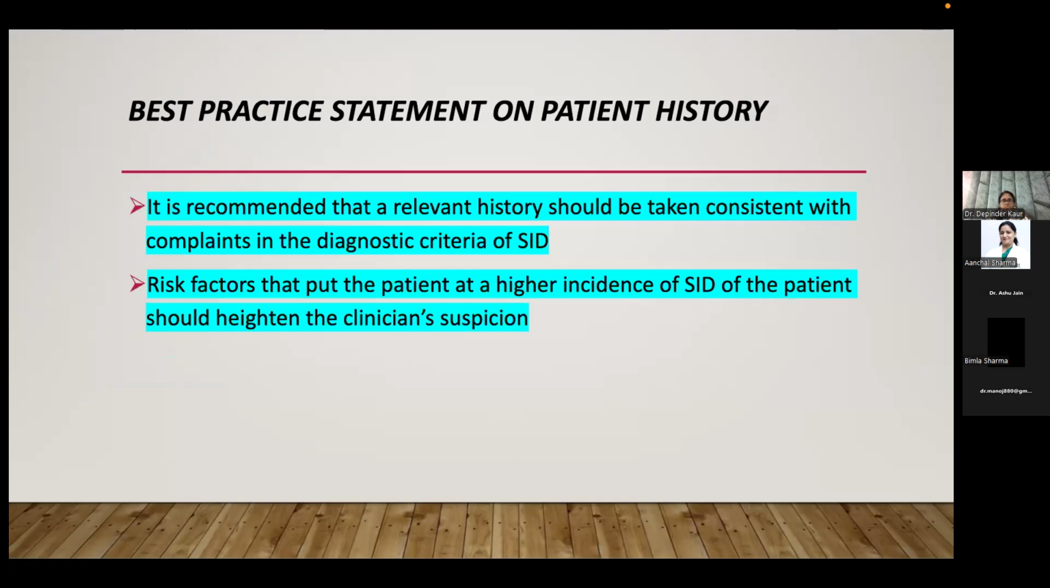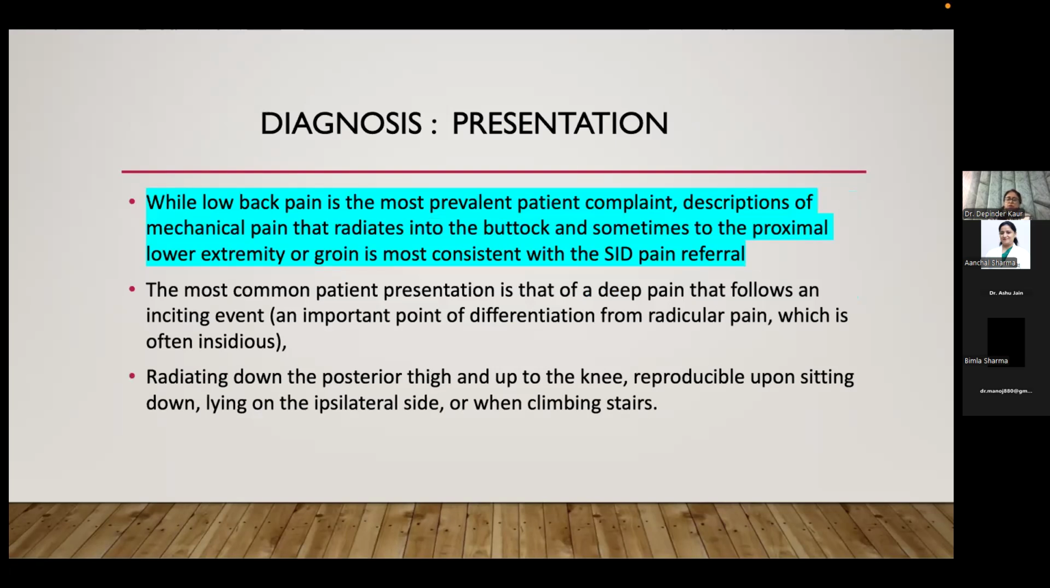Now coming to the patient history. The best practice statement on the patient history states that it is recommended that the relevant history should be consistent with the complaint in the diagnosis of SI joint disease. And we should always have a clinical suspicion in patients who have high risk factors of developing SI joint disease. So first of all, the presentation.